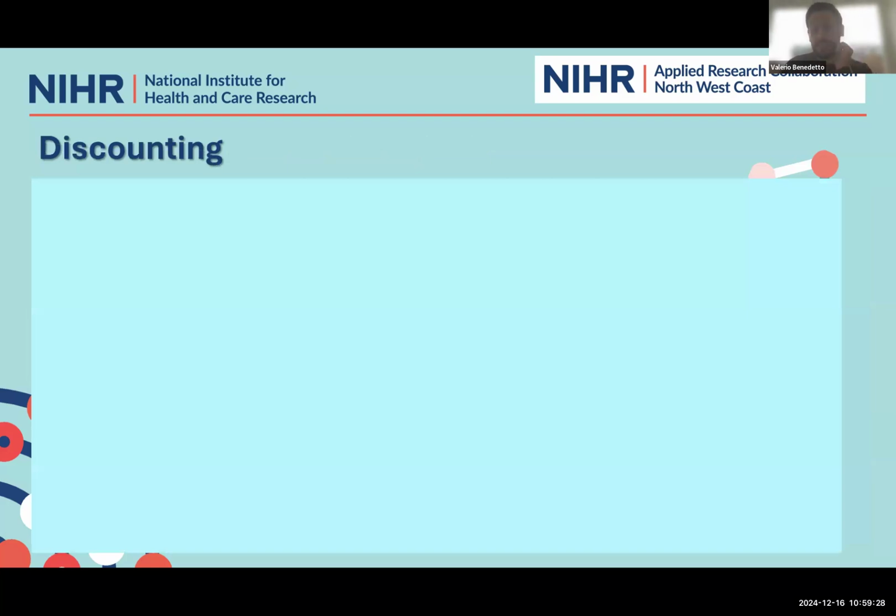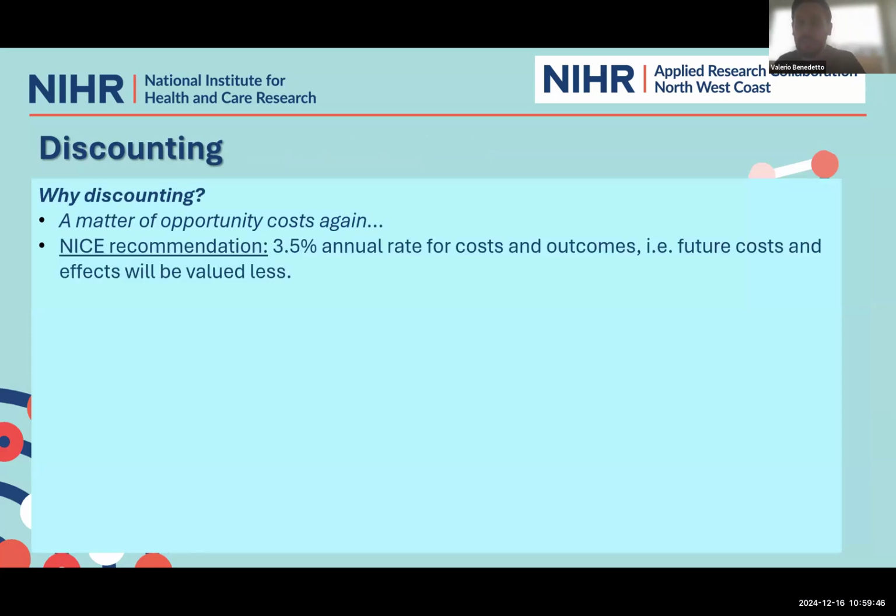Discounting. So this is the last bit I want to cover today. Discounting is used in economic evaluation because we need to consider that costs and outcomes will not only materialize just for 1 year, but they will occur in the longer term, in 2, 3, 4, 10 years. So it's important to consider that future costs and outcomes will be discounted, will be valued less.